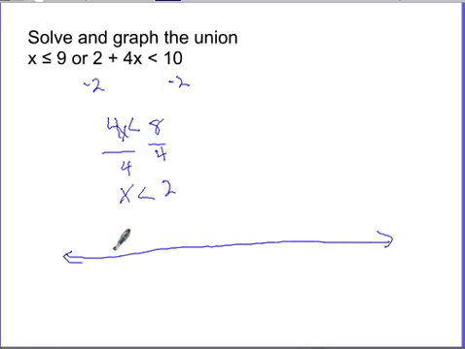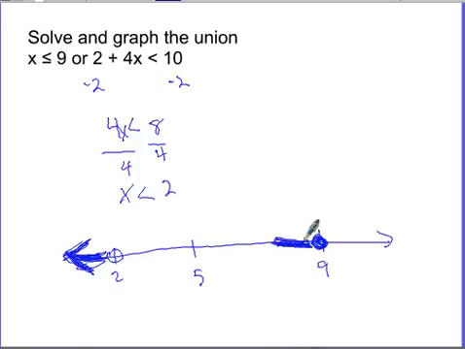It's a long number line. 2, put a 5 here, and a 9 would go about right there. So we need an open circle at 2, and x is less, and we need a closed circle at 9, going left. X is less than or equal to 9.